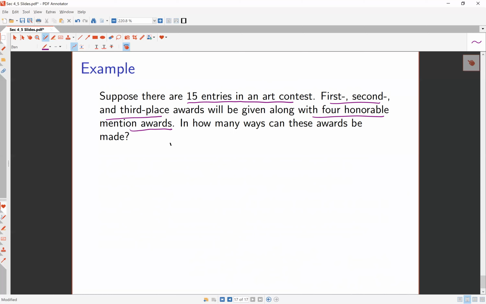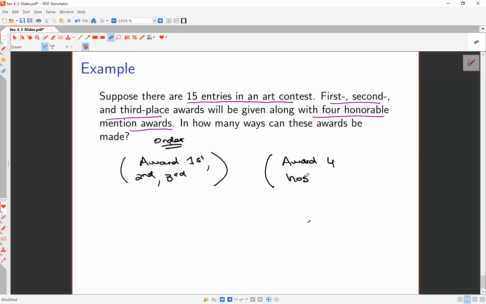Well, there are 2 pieces to this problem, right? We have to award a first, a second, and a third prize. And that's something where order is explicitly important. And then we have to award 4 honorable mentions. And here the ordering is not important. It's not like it's 4th place, 5th place. No, we're just saying these other 4 people, they did really well.